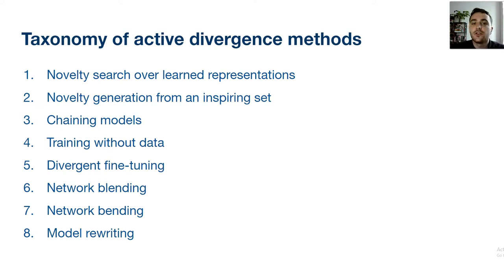So this is our taxonomy of active divergence methods. We've broken it down into 8 categories. These are novelty search over learned representations, novelty generation from an inspiring set, training models, training without data, divergent fine-tuning, network blending, network bending, and model rewriting, and I'll be discussing these in order.